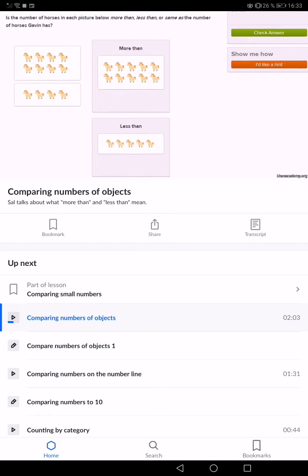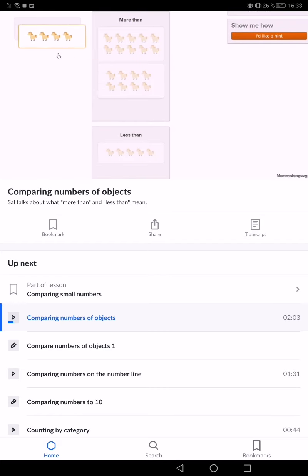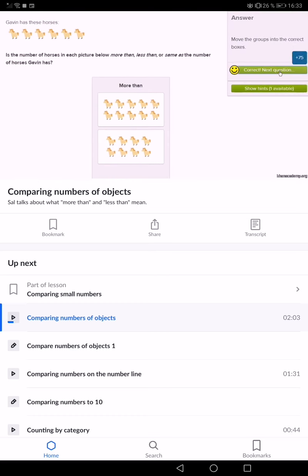So again, that is more than the 6 up here. That's more than 6. And here we have 1, 2, 3, 4 horses. Well, 4 is less than 6, so I will put that in the less than bucket, just like that. Let's check our answer to see how we did. We got it right.